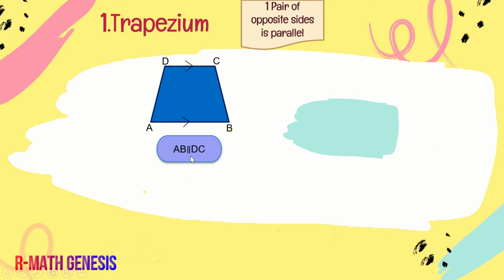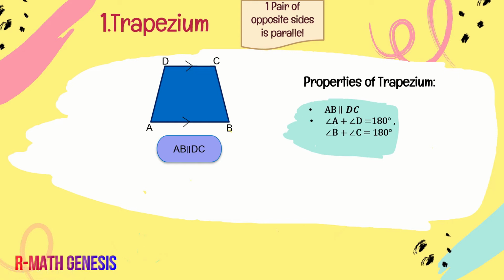Now we'll see the properties of a trapezium. In a trapezium ABCD, we already know that one pair of opposite sides is parallel, that is AB is parallel to DC. And the second property is two pairs of adjacent angles. Angle A and angle D are adjacent. So these two pairs of adjacent angles are supplementary, which means that angle A plus angle D is 180 degrees and angle B plus angle C is 180 degrees.